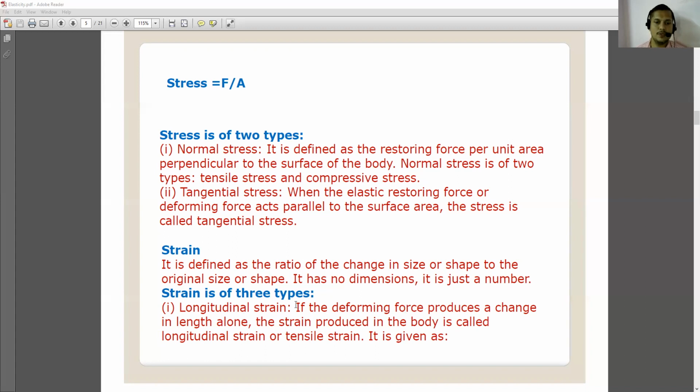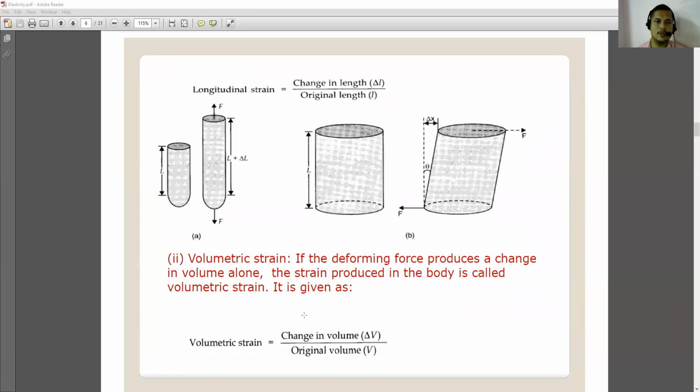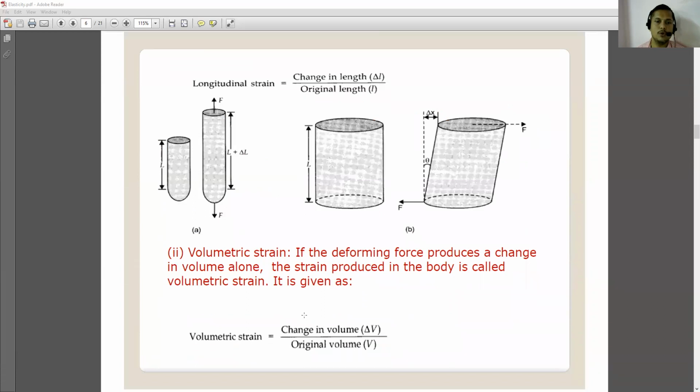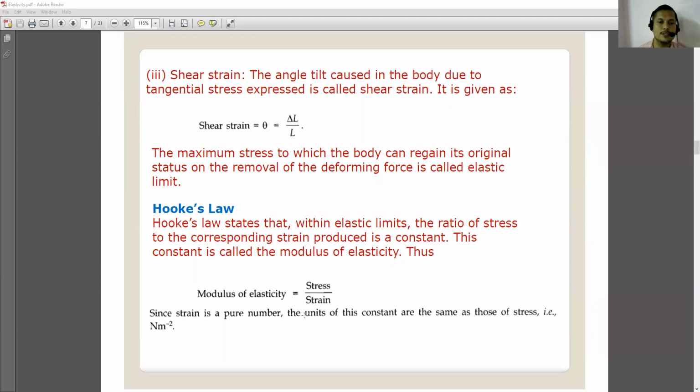Strain is of three types. First is longitudinal strain, then next is volume strain, and next is shear strain.